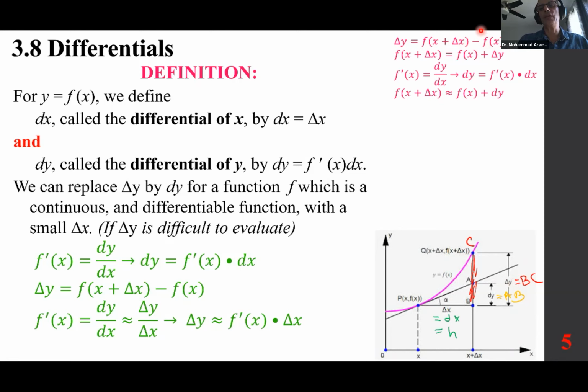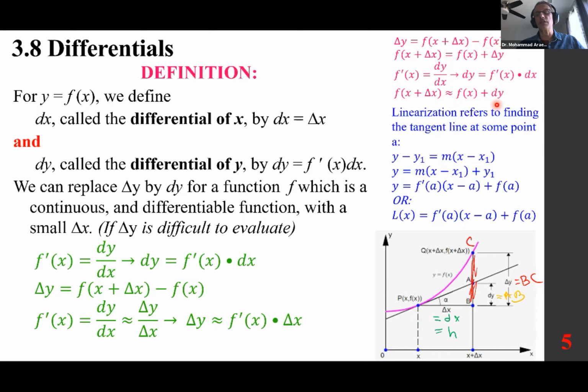If we move the f of x over, it results in the second equation. Delta y can be approximated by dy, which is f prime of x dx, and the formula changes to f of x plus delta x is approximated by f of x plus dy.